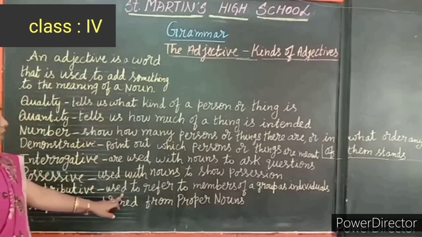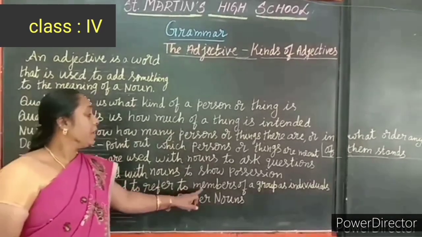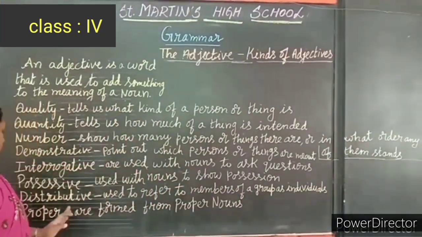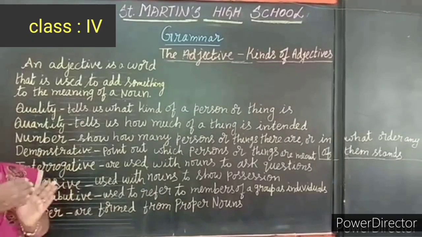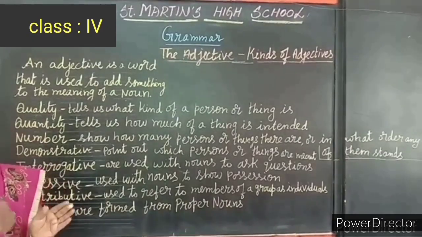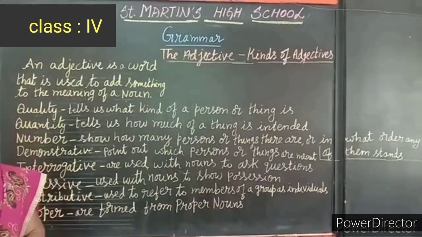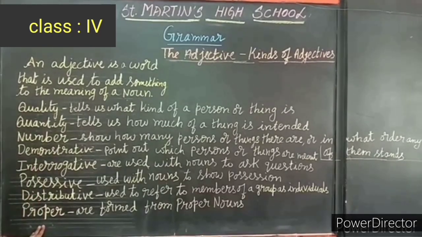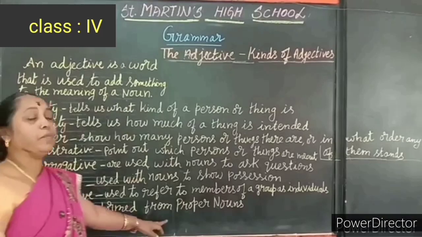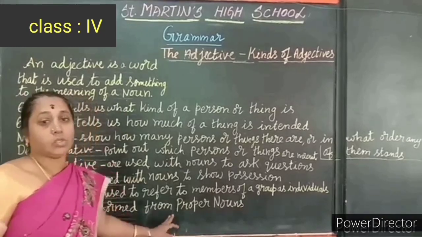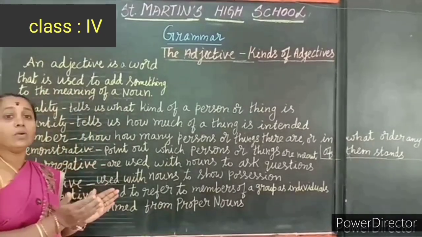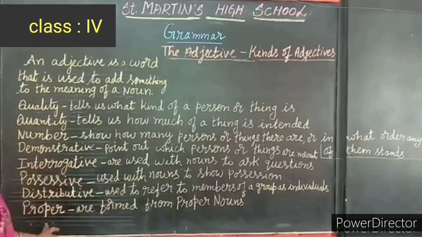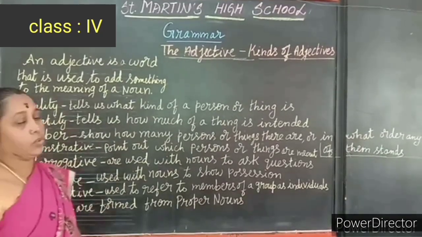Distributive adjective. It is used to refer to members of a group as individuals. For example, each, every, neither, all these words are distributive adjectives. Next, proper adjectives are formed from proper nouns. So it will be along with the noun, or this proper noun will be given. So it is called a proper adjective.